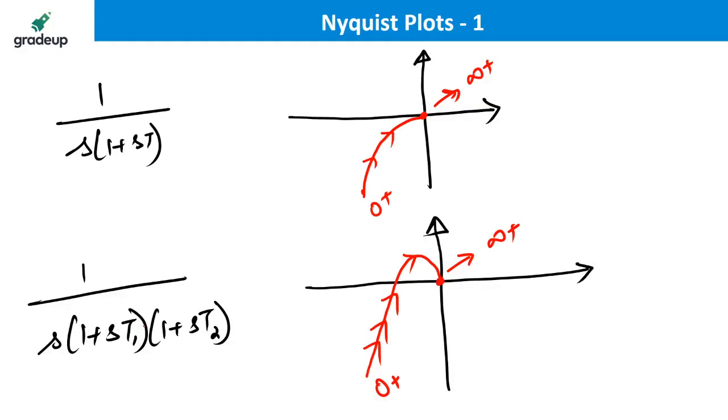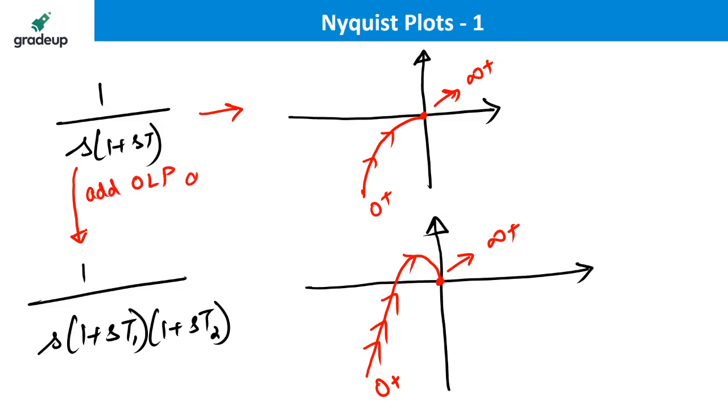Yes, guys. Now look at this, guys. 1 upon s, 1 plus sT. Yesterday's polar plot was entirely in the third quadrant. And now to this function, what is the change in both the functions? I am adding again one more pole.